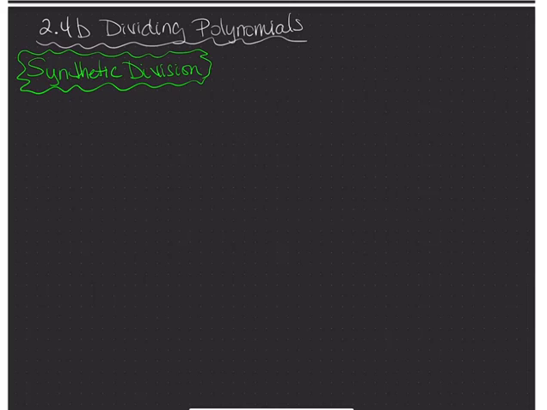All right. So when it comes to synthetic division, we're still going to start off with some polynomial. Let's say we have x to the third plus 4x squared minus 5x plus 5, and all of that is being divided by x minus 3 to start with.